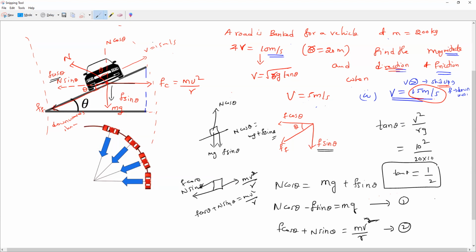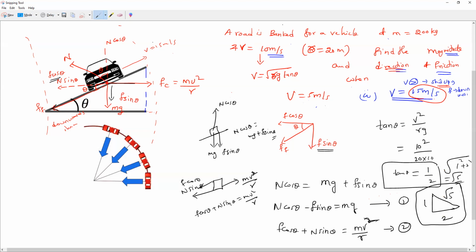Tan theta is equal to 1 by 2. So if I take the tan theta triangle, with sides 1 and 2, what will the hypotenuse be? Hypotenuse is equal to root 5, since 1 square plus 2 square gives root 5. I hope everybody is clear.